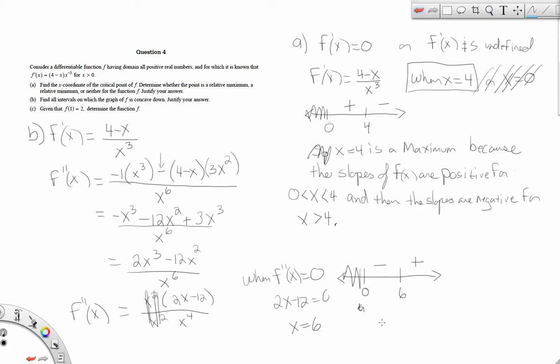So f of x is concave down from 0 to 6 because the second derivative of f is less than 0. Alright.